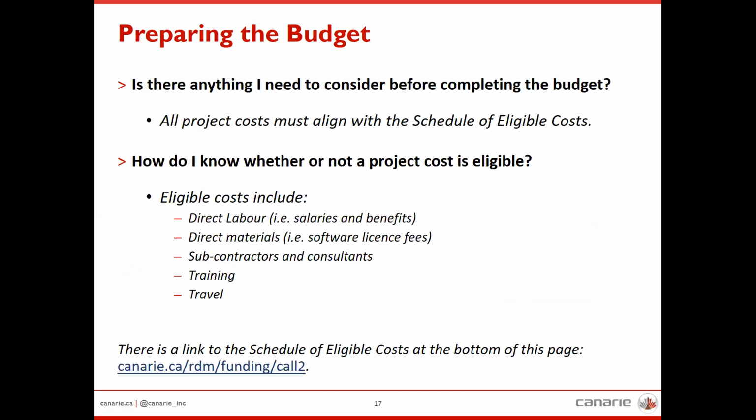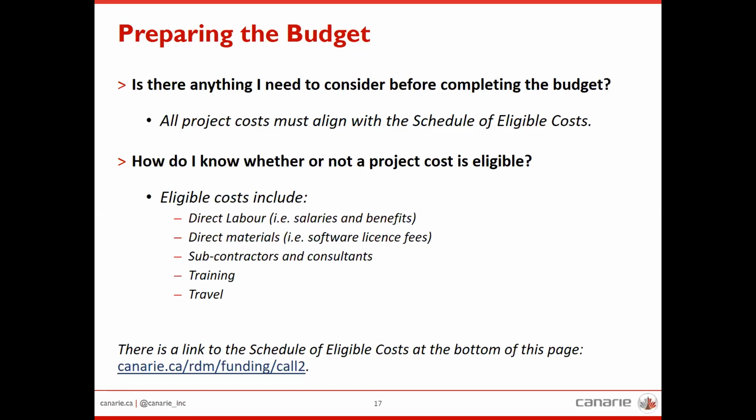Is there anything that you need to know or consider before completing the budget? All the project costs must align with the schedule of eligible costs. On the bottom of this slide, we'll have a link to access that document, and we'll provide the presentation to you as well, so you can get through that link. The schedule of eligible costs provides the details of whether costs are eligible or not.